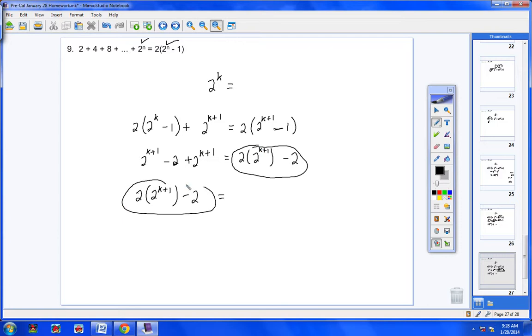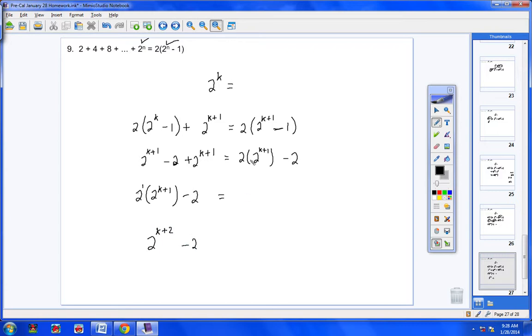Now, if you didn't like that, I would have kept going. Fine, you can keep going. Here we go. 2 to the 1 times 2 to the k plus 1 would be, well, you're multiplying like bases, so write your base once, then add the exponents. And 1 plus k plus 1 is k plus 2 minus 2.